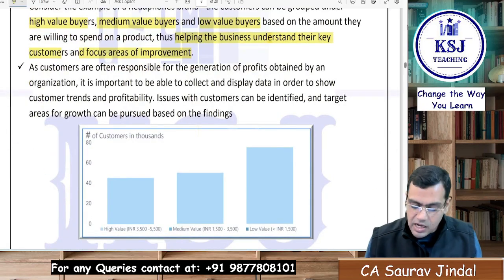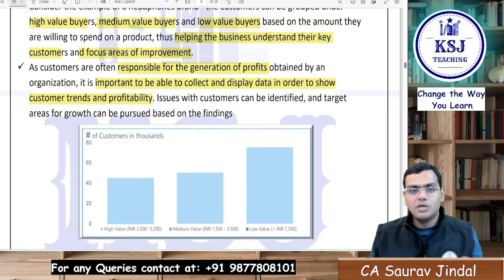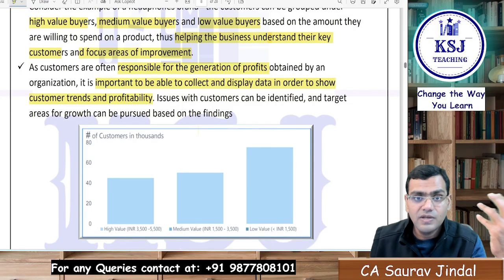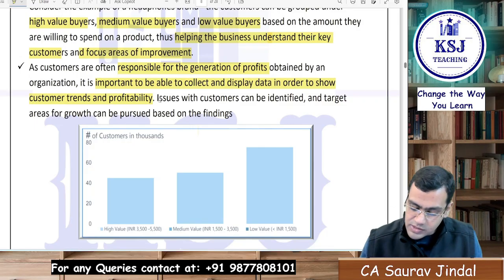As customers are often responsible for the generation of profits obtained by an organization, this is a very general statement. It is important to be able to collect and display data in order to show the customer trends and profitability. So you should be able to collect how the customer is impacting the business, and display that data to the key stakeholders: how the customers are being served, what the customer reviews are, and what the impact of that is on the profitability.